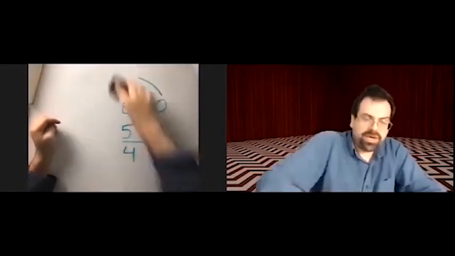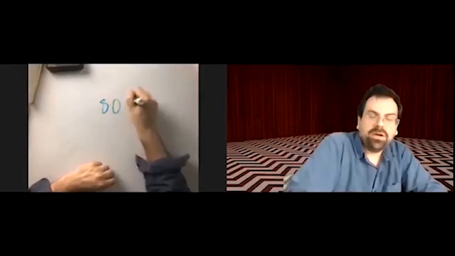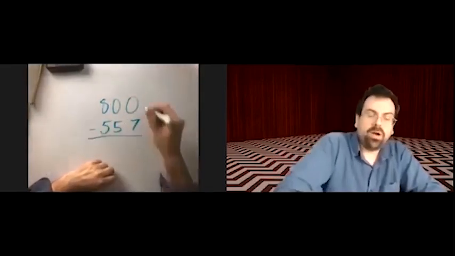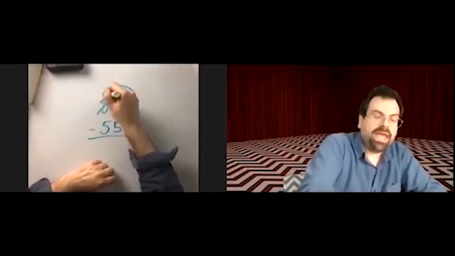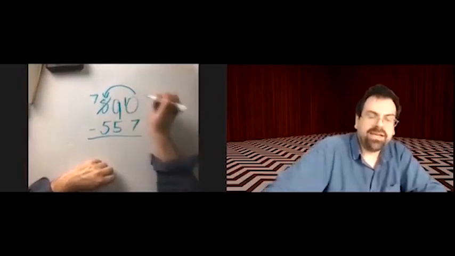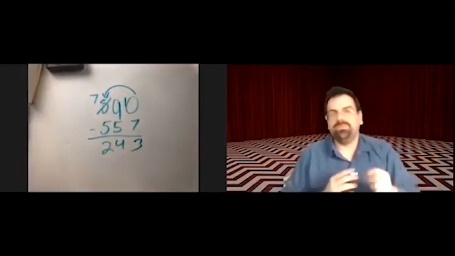So like I said, I'd show it again without all that stuff explained, but now hopefully you see why we do the things we do here. We're borrowing from the 8, it becomes a 7. We jumped over this 0, so it's a 9, and that's a 10. 3, 4, 2.